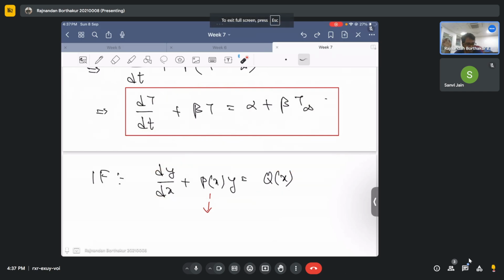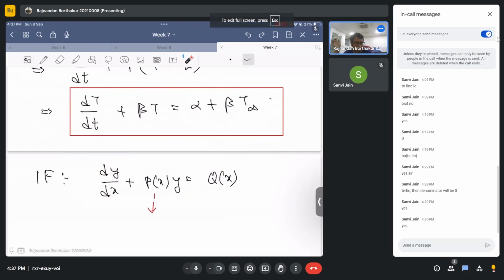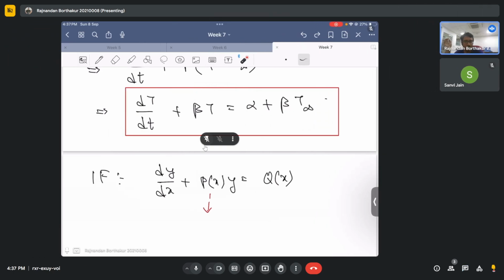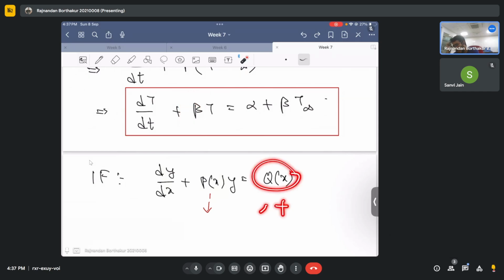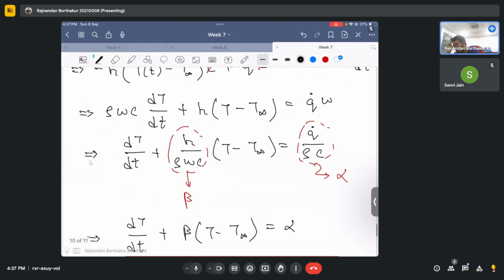So your P is just beta, right? It's very simple. Your Y is just temperature, X is just time, and in that case, your P happens to be equal to beta, and your Q is nothing but alpha plus beta times T infinity. So your P is just beta, and your Q is basically alpha plus beta times T infinity, where alpha and beta are basically this.